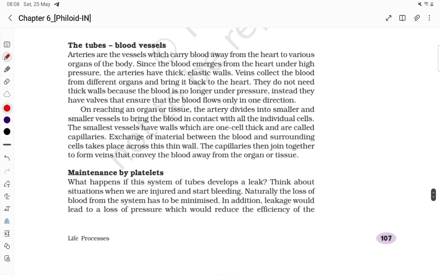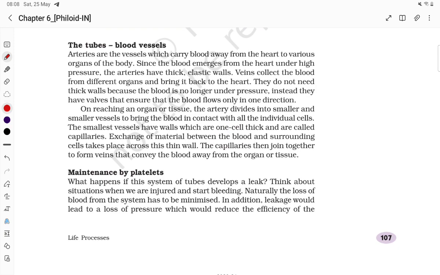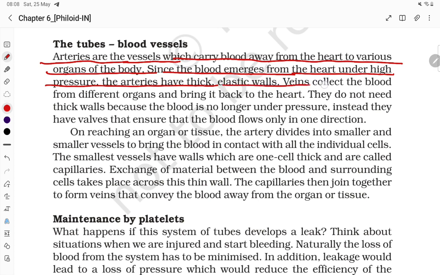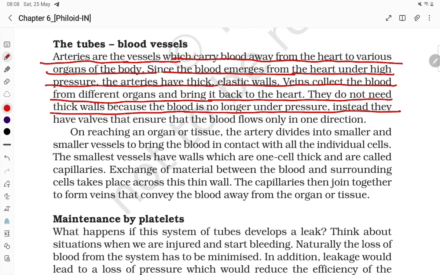The tubes. Arteries are the vessels which carry blood away from the heart to various organs of the body. Since the blood emerges from the heart under high pressure, the arteries have thick, elastic walls. Veins collect the blood from the different organs and bring it back to the heart. They do not need thick walls because the blood is no longer under pressure. Instead, they have valves that ensure that the blood flows only in one direction.